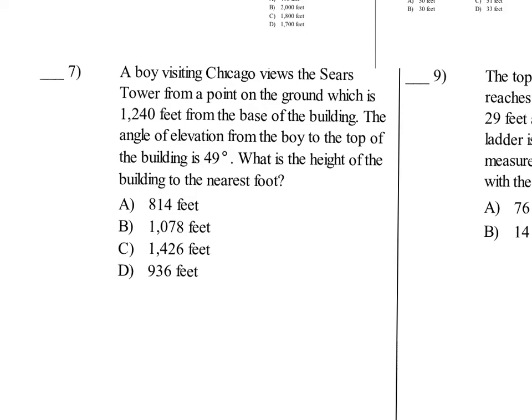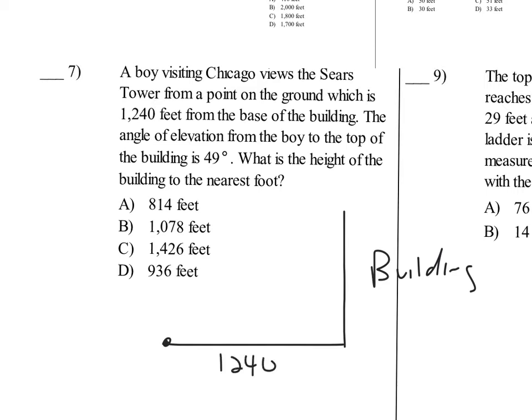Problem 7. A boy visiting Chicago views the Sears Tower from a point on the ground which is 1,240 feet from the base of the building. So there's the building, and the boy is at a point on the ground 1,240 feet from the base of the building. So there's the boy, and the question says the angle of elevation to the top of the building is 49 degrees. What is the height of the building?